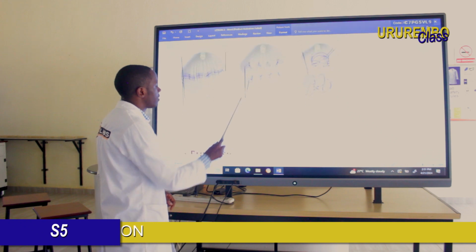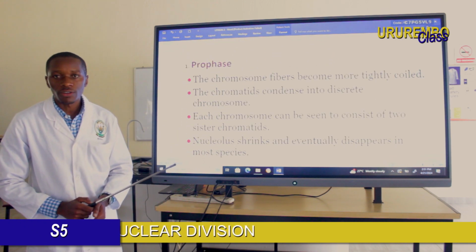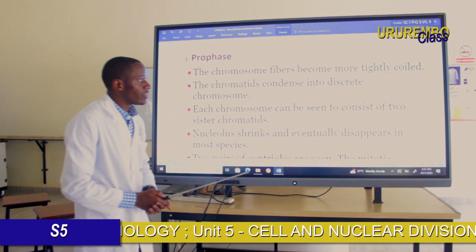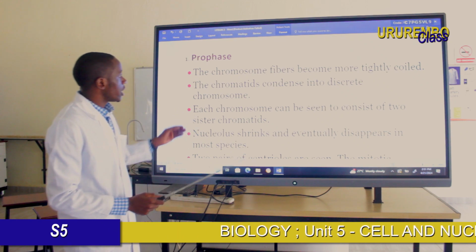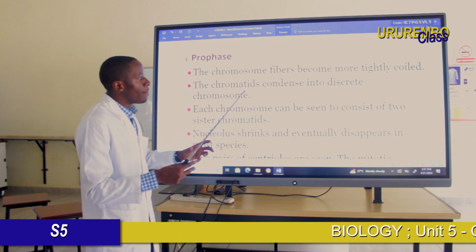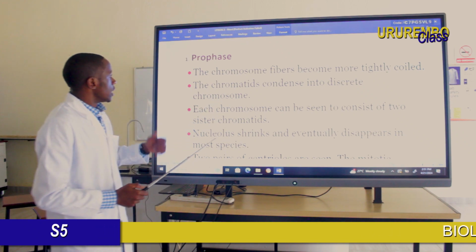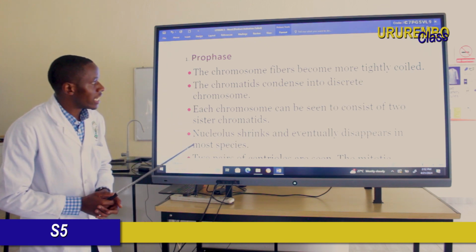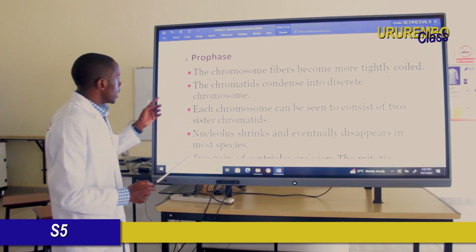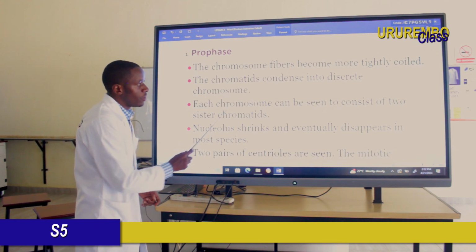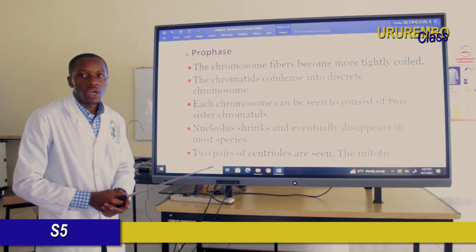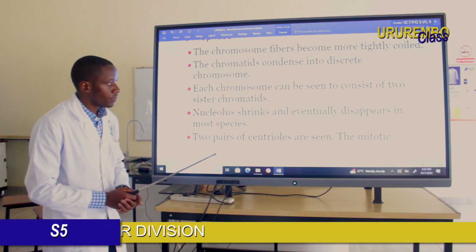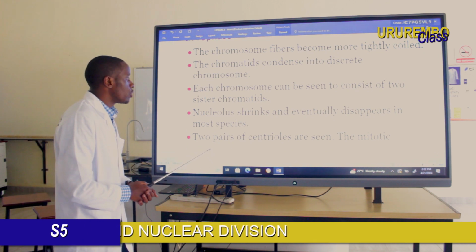So, let's see the characteristics of each phase. The first phase, prophase. In the prophase, the chromosome fibers become more tightly coherent, meaning that the chromosome fibers become more tightly coherent together. The next characteristic of this prophase, as you've seen in the structure, the chromatids also condense into discrete chromosomes. Each chromosome can be seen to consist of two sister chromatids, as we have seen in the prophase. The nucleolus shrinks, eventually disappearing in most species.